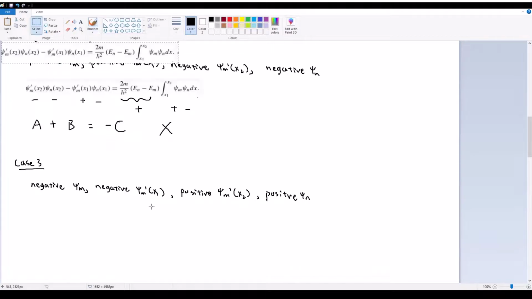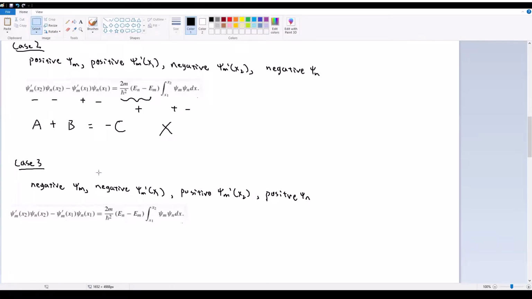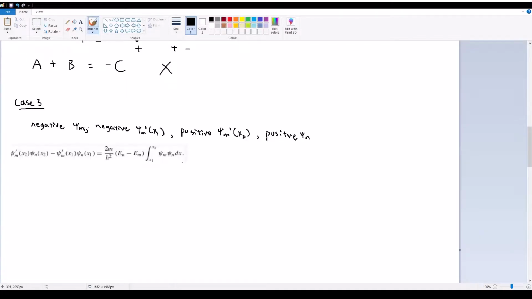Bring this down once again. And let's see. We have psi m prime at x2, which is positive. We have psi n, which is positive. Psi m prime at x1, which is going to be negative. Psi n at x1, which is going to be positive. This entire thing, once again, is positive. Psi m is going to be negative. Psi n is going to be positive.